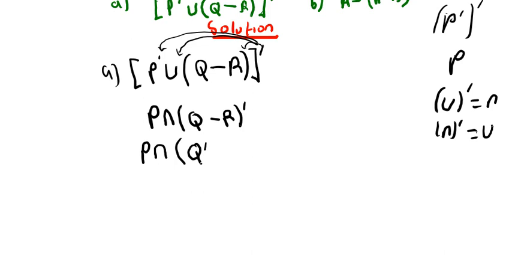So in short, before we do that, I think I made a mistake here. Let me first simplify things in the brackets before handling that part. So it's going to be P intersection open brackets, so this is going to be Q.